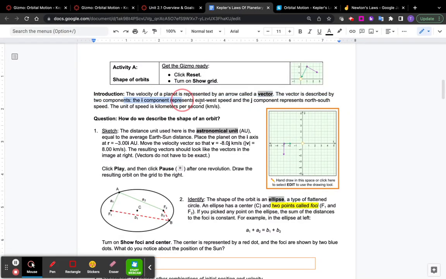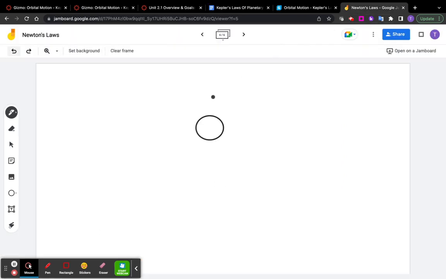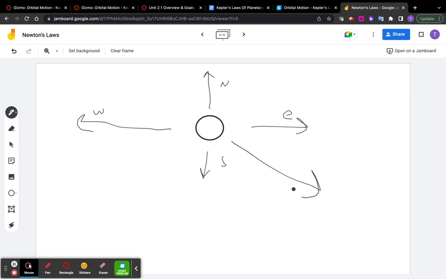And as we're changing the direction, there are different numbers that are showing that direction and speed on the grid. And so I just want to point out a couple of things to help you understand this. The two components: the I component represents east to west, the J component represents north to south. So if this planet is out in space, it can go that direction or that direction. We call those east and west, right? Or it can go north or it can go south. It could also have a mixture. The planet could go in a diagonal this way, which would be something like southeast, or this way, southwest, and so forth.